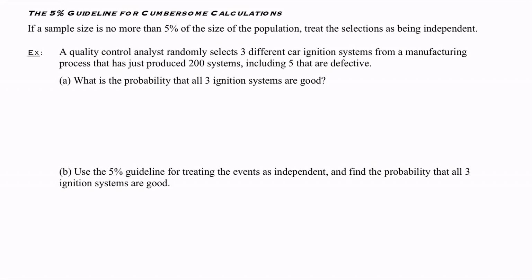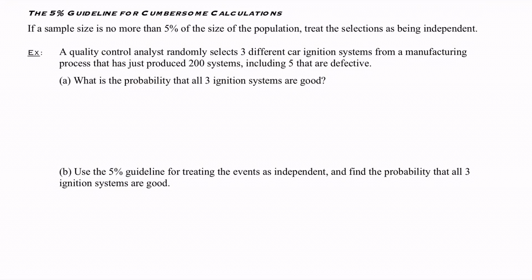So for instance, if I'm looking at a case where I have 3 car ignition systems that I'm sampling from 200. I know that 5 of those are going to be defective. And I want to know what's the probability that when I pick those 3 different ignitions from the sample of 200, all 3 of them are going to be good.